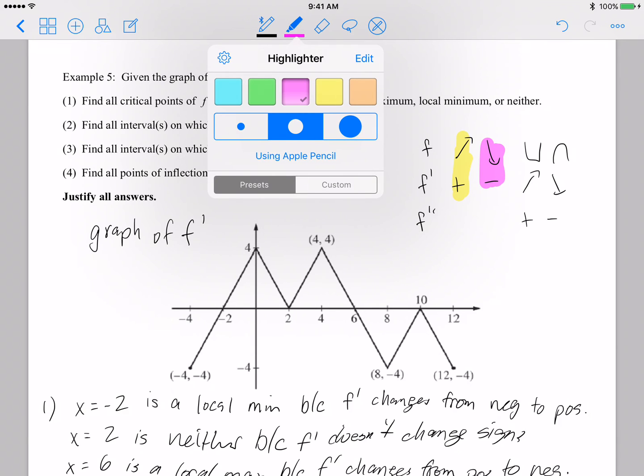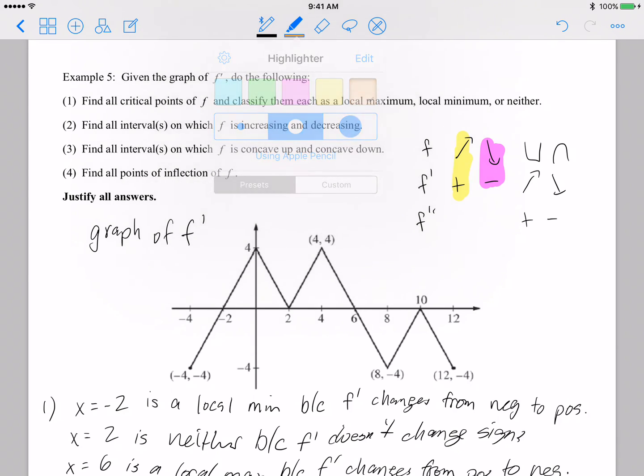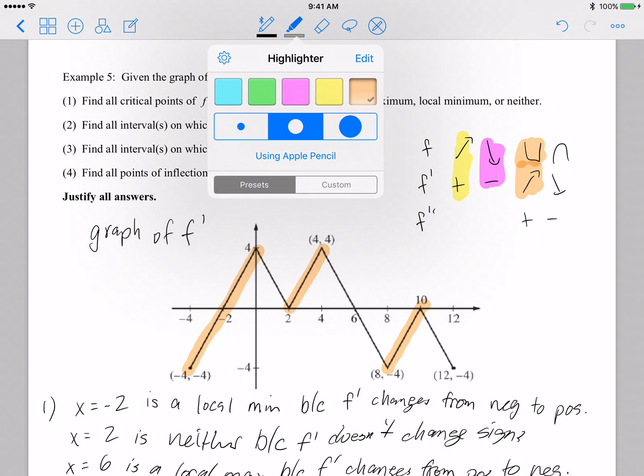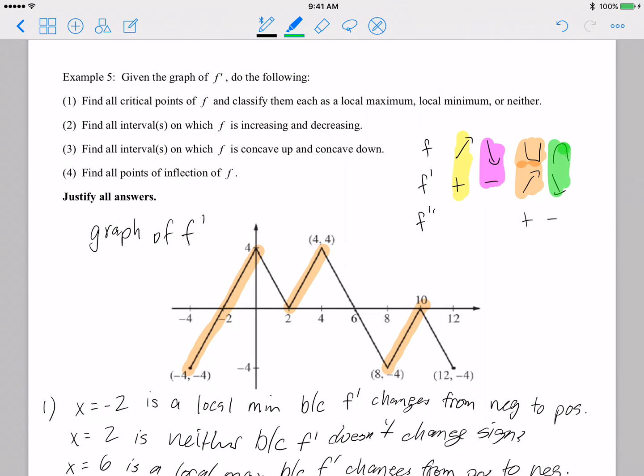And so basically what we're wanting to see here is that if f is concave up, then that means that f prime is increasing. Okay, so where is f prime increasing? Well, that's, to put it simply, wherever the graph of f prime is going up. So that would be from negative 4 to 0 here, from 2 to 4 here, and then also from 8 to 10. Okay, and then where is the graph of f concave down? Well, that would be wherever the derivative is decreasing, and so that's going to be every other part here, which is from 0 to 2, and from 4 to 8, and from 10 to 12.